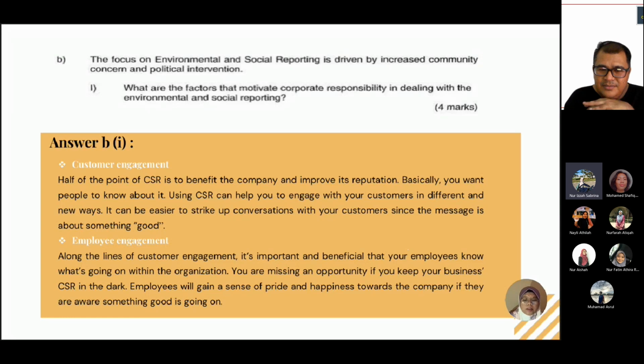Along the lines of customer engagement, it's important and beneficial that your employees know what's going on within the organization. You are missing an opportunity if you keep your business CSR in the dark. Employees will gain a sense of pride and happiness toward the company if they are aware something good is going on. Okay, that's all in my part, and I pass to Atirah.